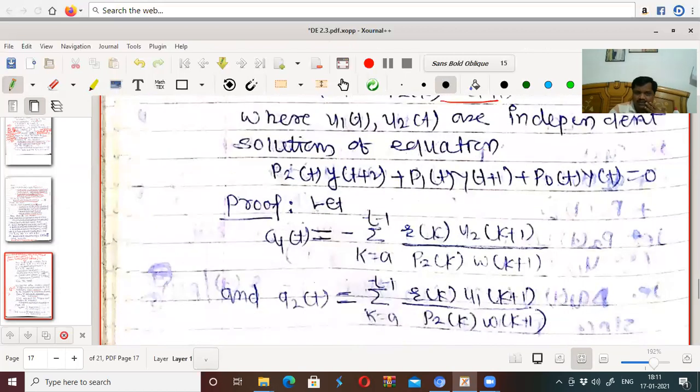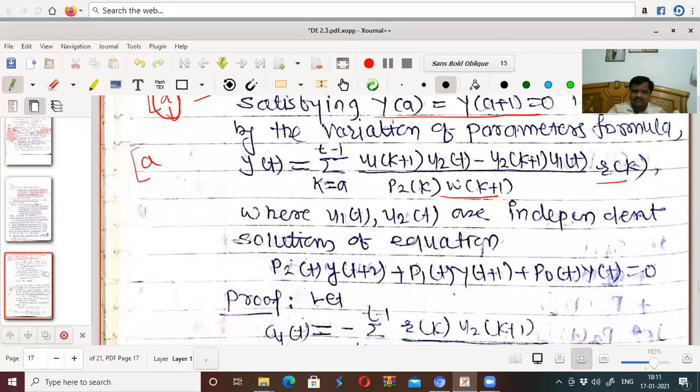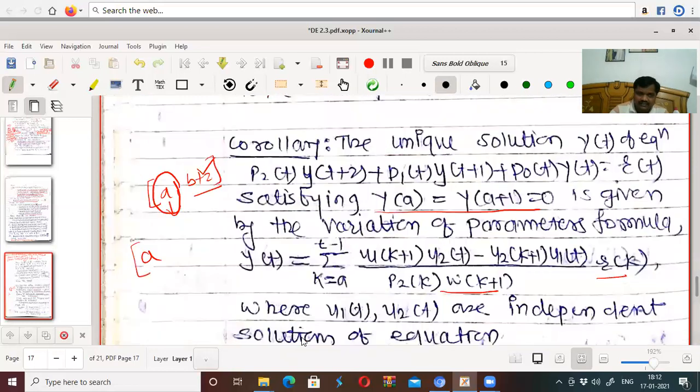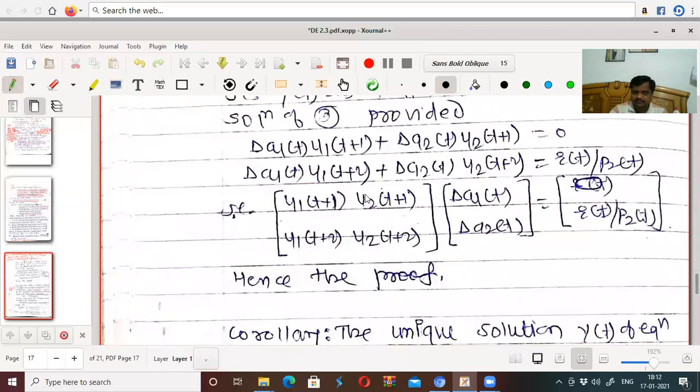Let a1(t) equal the summation from k equal to a to t minus 1 of r(k) u2(k plus 1) upon p2(k) w(k plus 1), and a2(t) equal the summation for k from a to t minus 1 of r(k) u1(k plus 1) upon p2(k) w(k plus 1). How can you say that a1(t) is like this and a2(t) is like this? Again, it is a solution of this system.